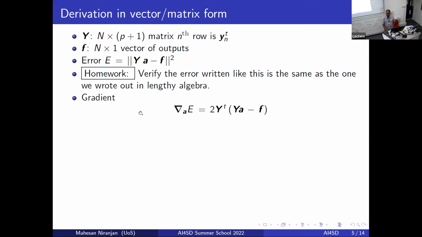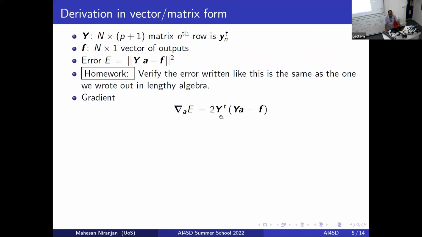Okay, what you can now do is to compute gradients. So that's the error. The gradient is the partial derivative with respect to each of the components of A of that error. And if you differentiate that, then the 2 comes over here, and you have Y transpose times this, YA minus F. Writing that is not obvious. You have not studied this in primary school, but the matrix cookbook tells you how to do this.